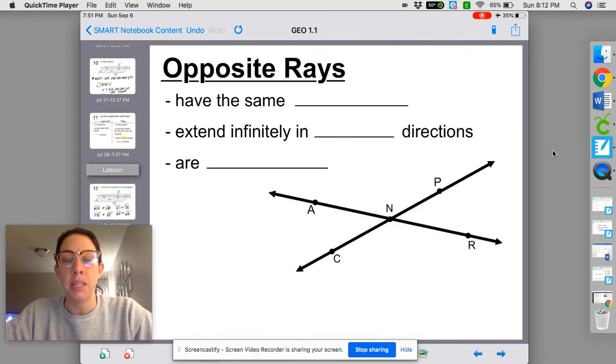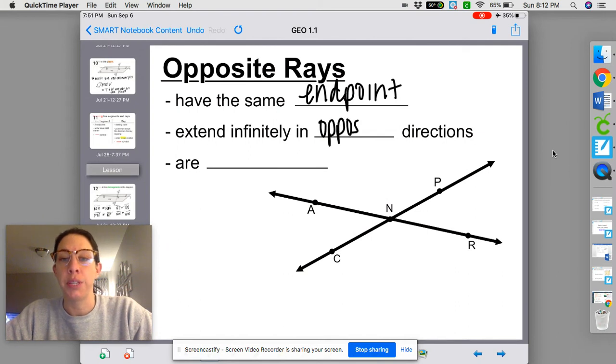So opposite rays. Opposite rays have the same endpoint, and just like in their name, they extend infinitely in opposite directions. But the biggest thing again here is they are collinear.